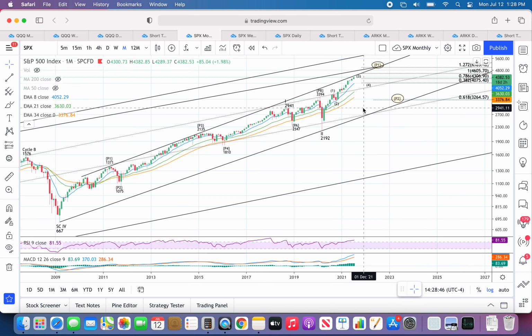Now, like the Qs, everything that needs to happen from a wave perspective is in place for this degree 3 top to be in. So again, it could be imminent. It could happen this week. It could happen next week. But also, we know that wave 3s can extend. So it is absolutely possible that this wave just keeps extending.